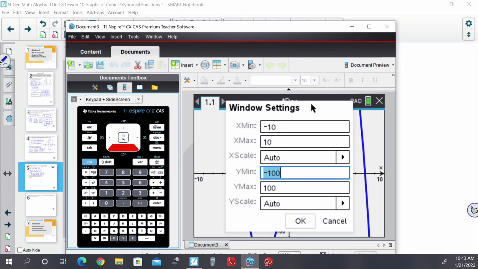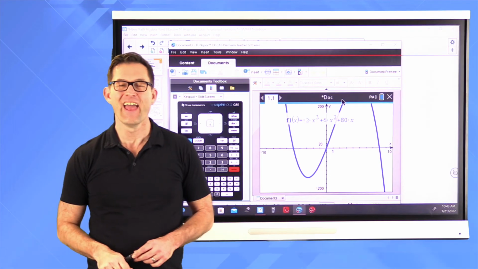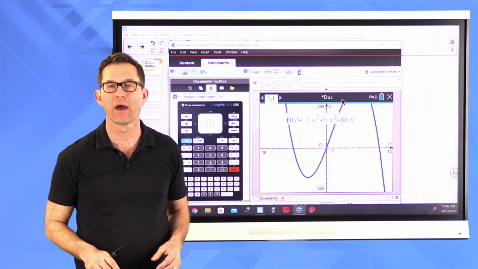Now I'm kind of hesitant here. I might as well just go negative 200, I think. Just overshoot a bit. Oh, I still didn't get the one on the top, right? And sometimes that's what you have to do. Sometimes you have to play and play and play around a little bit more.